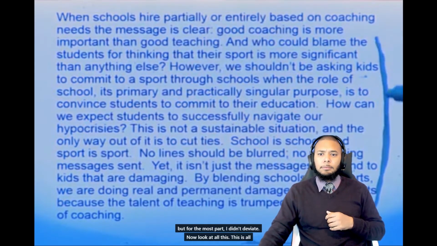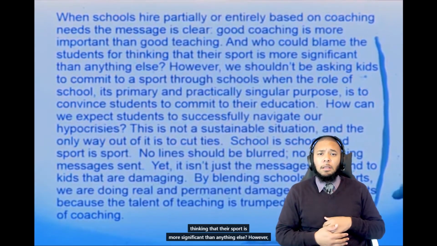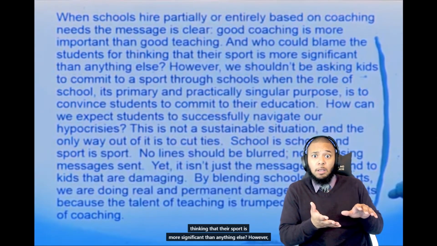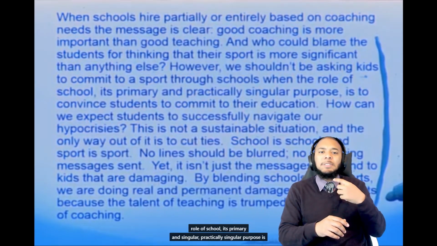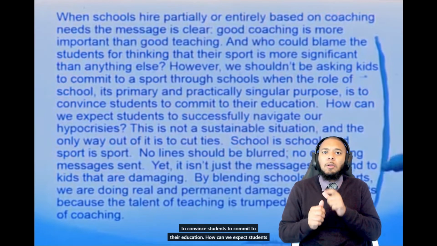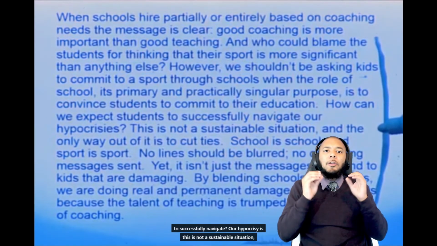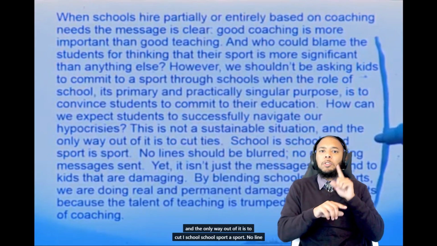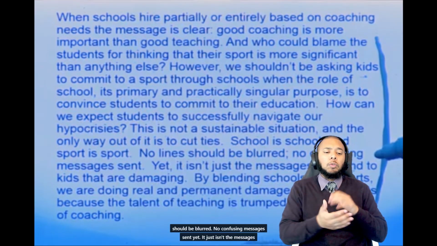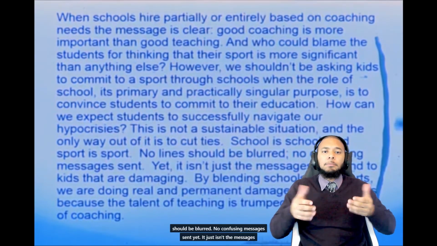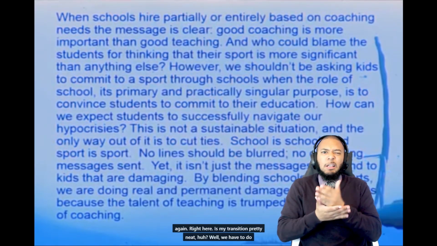Now look at all this. This is all warrant. I'm explaining everything. And who could blame the students for thinking that their sport is more significant than anything else? However, we shouldn't be asking kids to commit to a sport through schools when the role of school, its primary and practically singular purpose, is to convince students to commit to their education. How can we expect students to successfully navigate our hypocrisies? This is not a sustainable situation, and the only way out of it is to cut ties. School is school and sport is sport. No line should be blurred, no confusing messages sent. Yet it just isn't the messages, and then I'm transitioning. I'll stop there. I won't need to read that to you again. Right here is my transition.